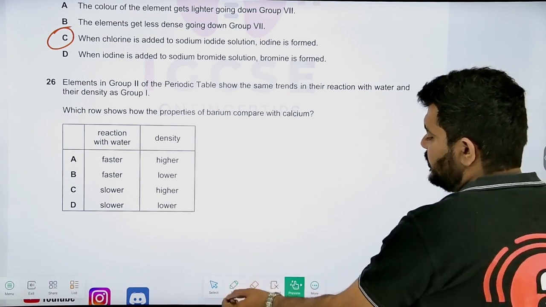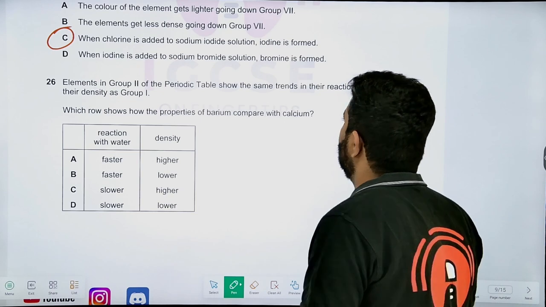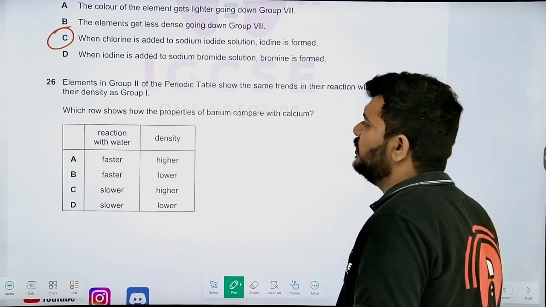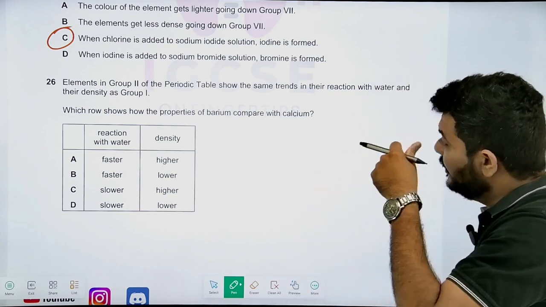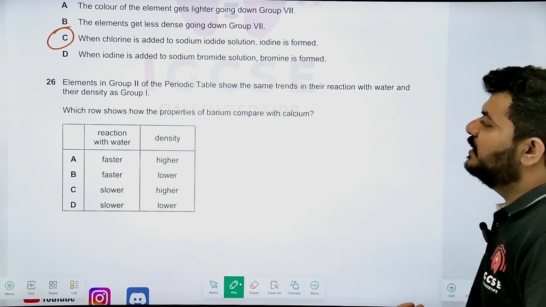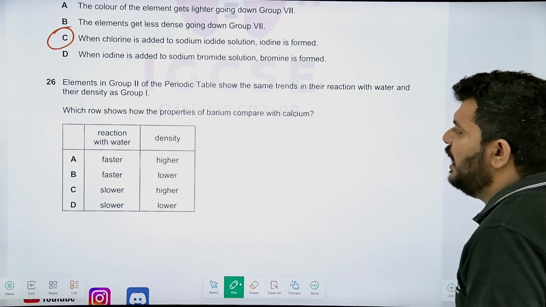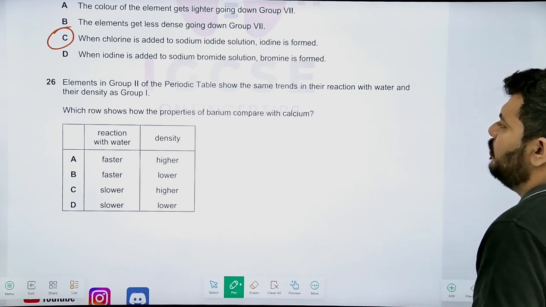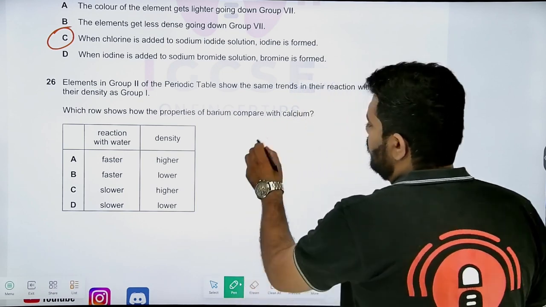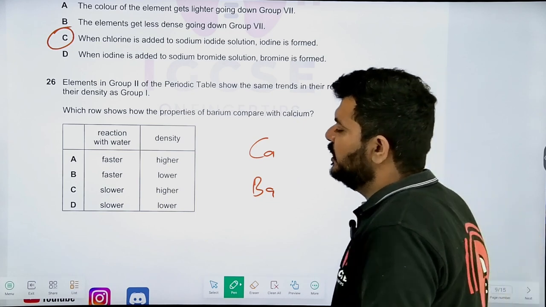Question 26 says, elements in group 2 of the periodic table show the same trends in their reaction with water and their density as group 1. In group 1, what happens? The reactivity with water increases, it gets more and more vigorous, and the density is decreasing. Which row shows how the properties of barium compare with calcium? Reaction of barium: calcium is over here, barium is over here. So if you go down the group, the reactivity increases.